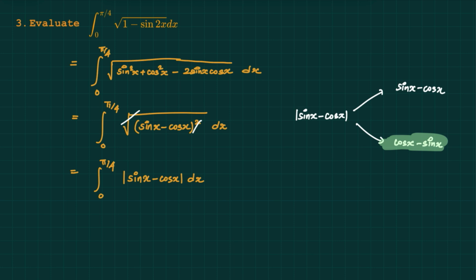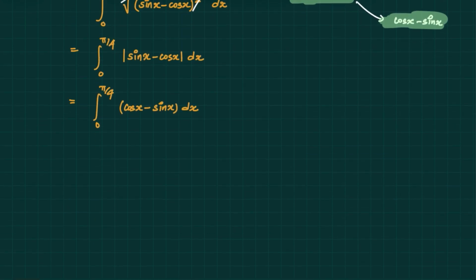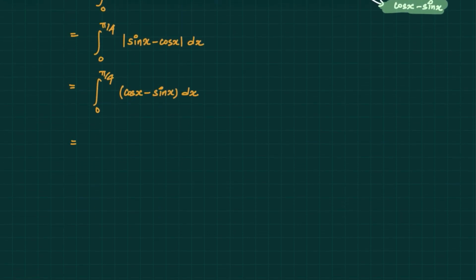So therefore we will consider the modulus of sin x minus cos x to be cos x minus sin x, integrated from 0 to pi over 4. So the modulus of sin x minus cos x we will write as cos x minus sin x dx, because between 0 to pi by 4, cos x is larger than sin x, which equals, now let us integrate these two terms.